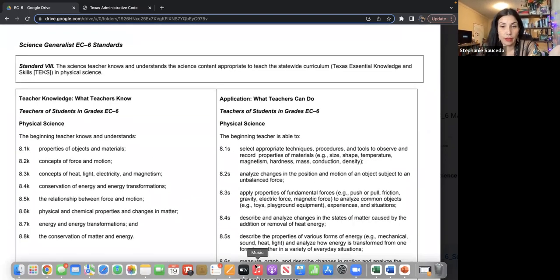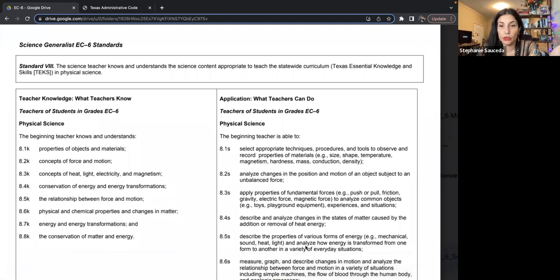Standard 8. I'd like for you to do a close reading and annotate your text. This is also a strategy that we use for studying and for learning: annotating your text, writing examples, writing questions, real world examples, asking for clarification if need be, defining things if need be. So this is you knowing and understanding the content appropriate in order to teach physical science. They need you to understand the content appropriate for physical science.